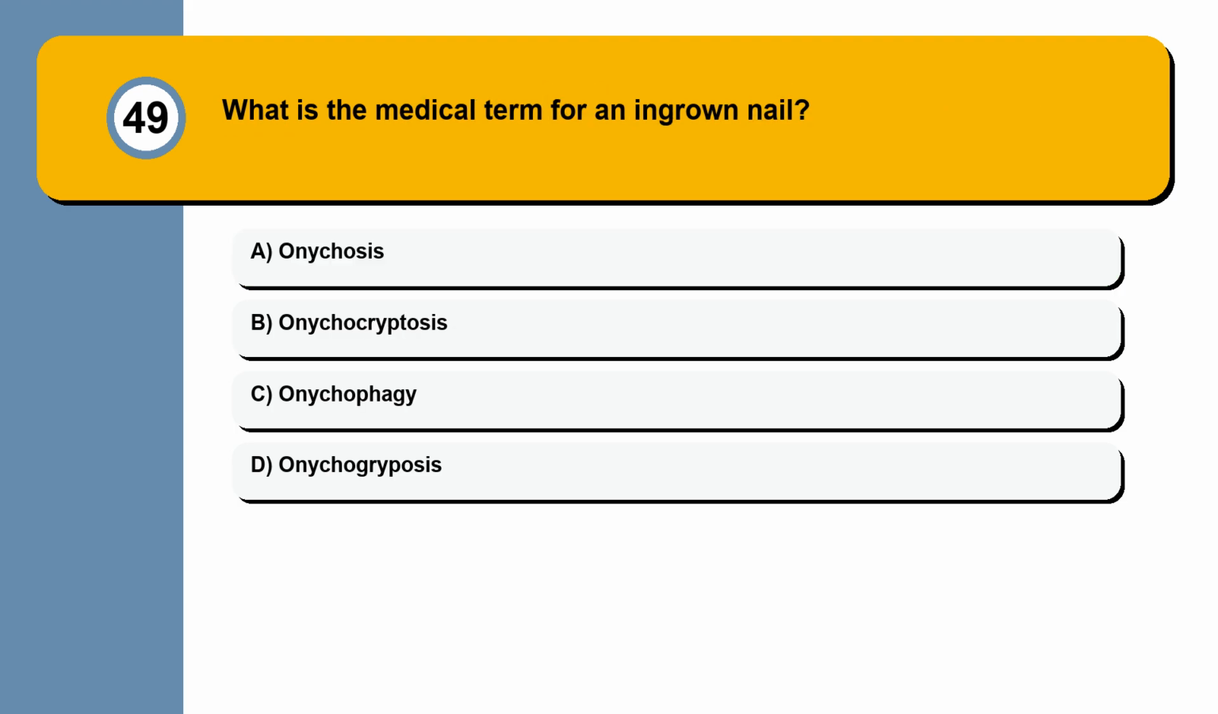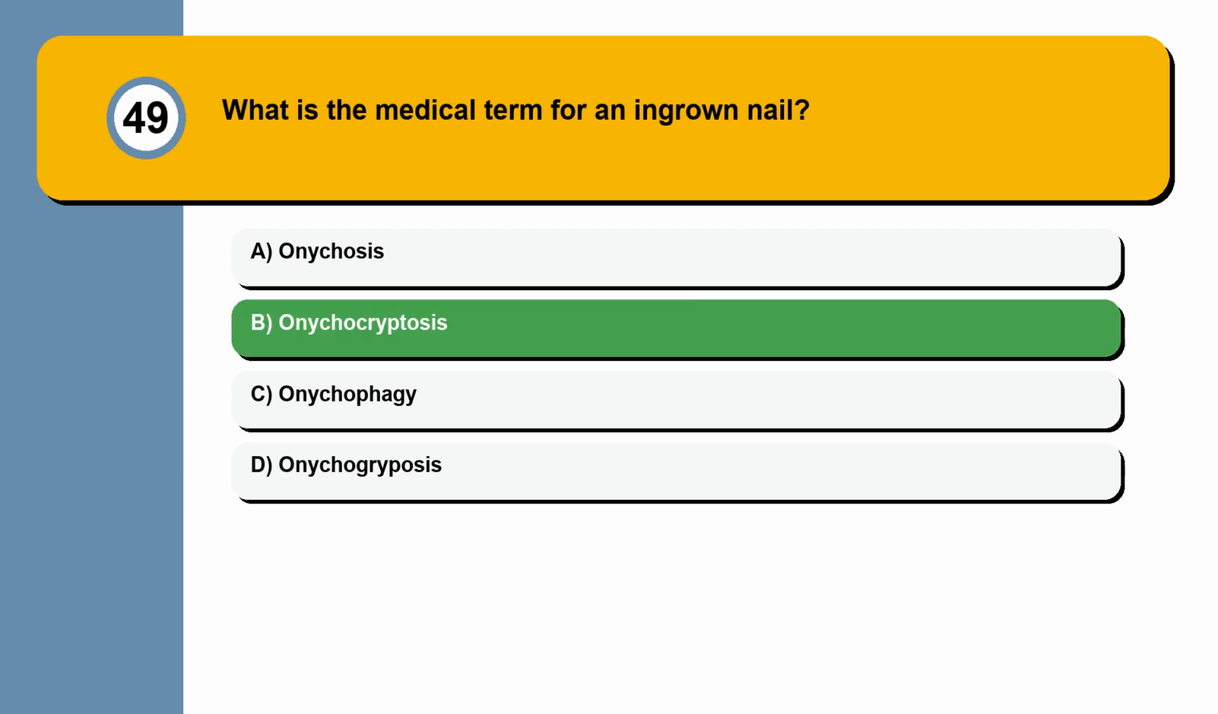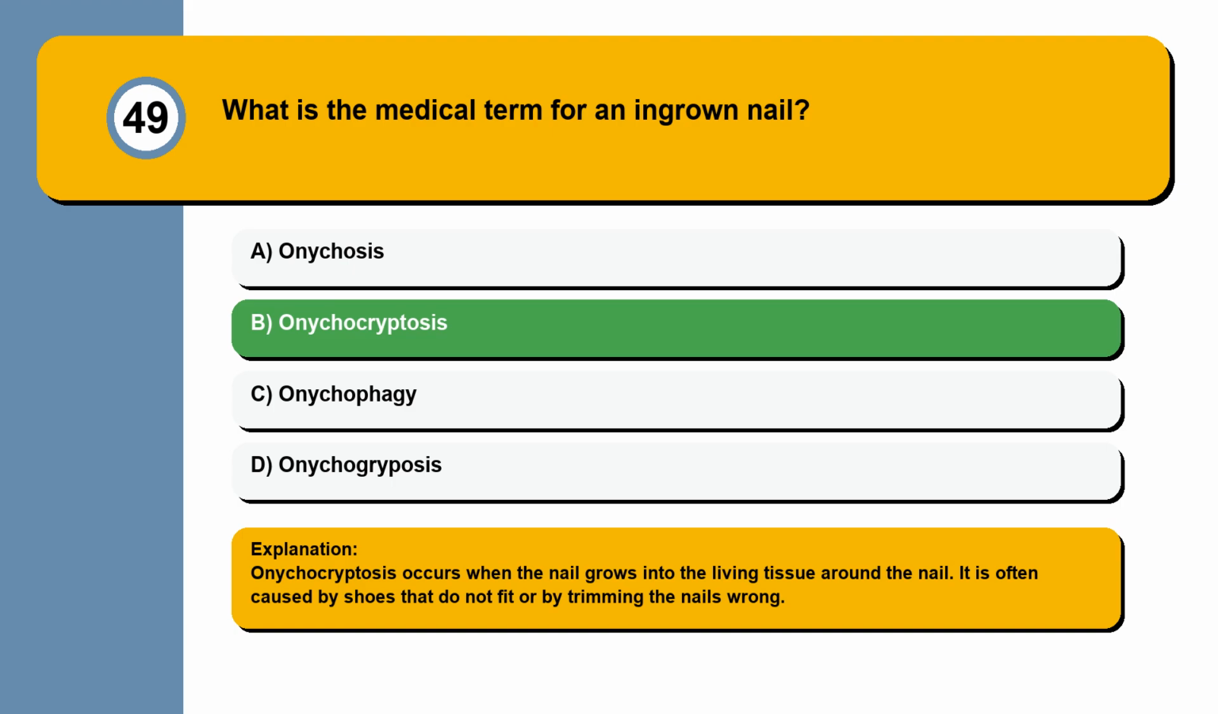Question 49. What is the medical term for an ingrown nail? Onychosis, onychocryptosis, onychophagy, onychogryposis. Onychocryptosis occurs when the nail grows into the living tissue around the nail. It is often caused by shoes that do not fit or by trimming the nails wrong.